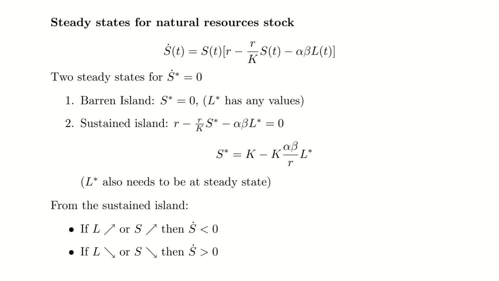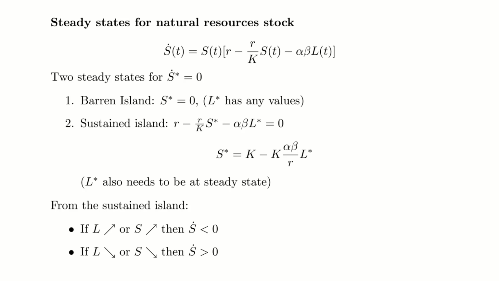Since L is a variable, there is an infinite potential combination of S star and L star that can make growth 0. For instance, if L star is large, then S star has to be small. This is because if more islanders harvest, then the natural growth rate of resources has to be higher to compensate. And this happens when the stock is smaller because it is farther from the carrying capacity. To pin down the exact value of S star and L star, we will have to introduce a new equation corresponding to the steady state of the population L star also.